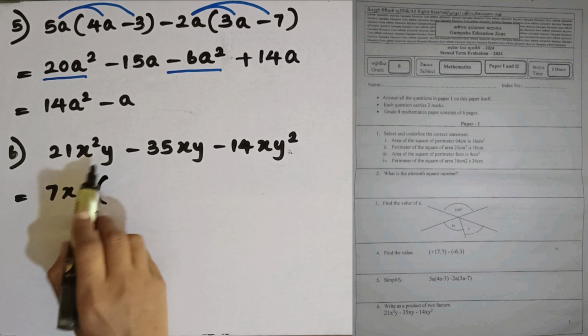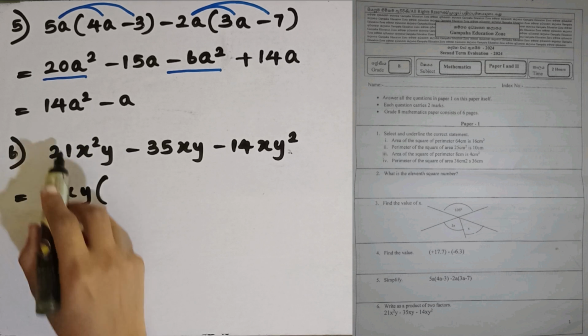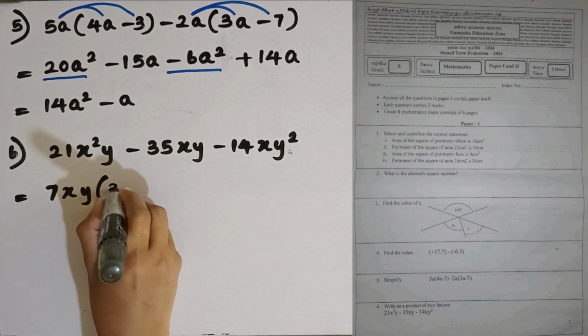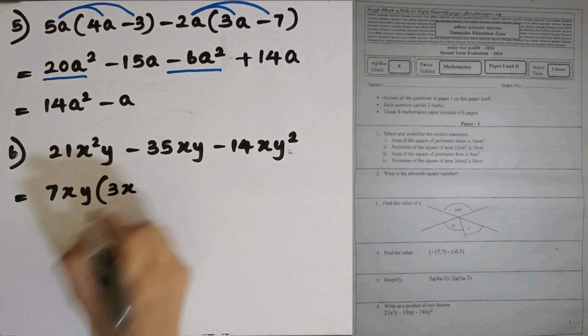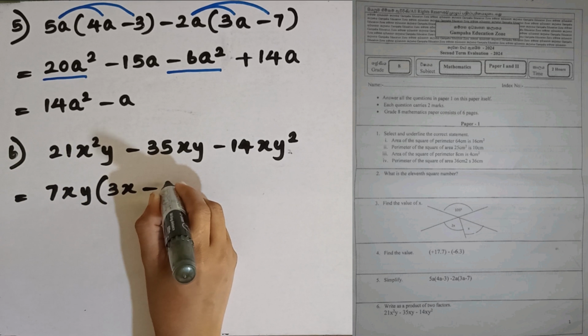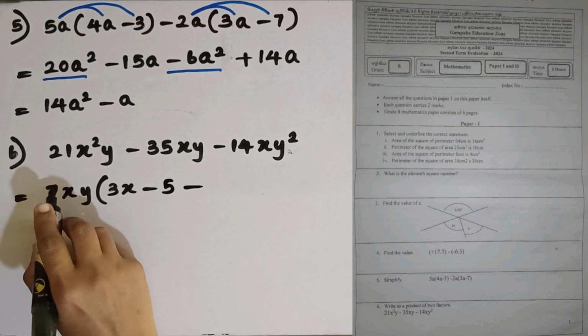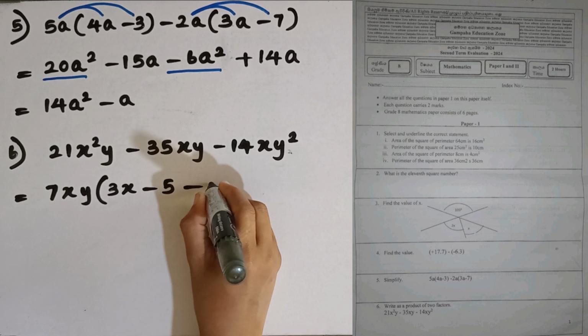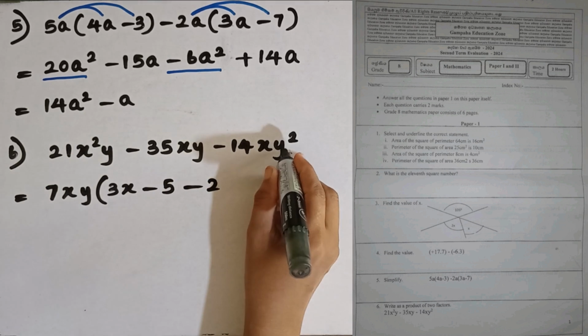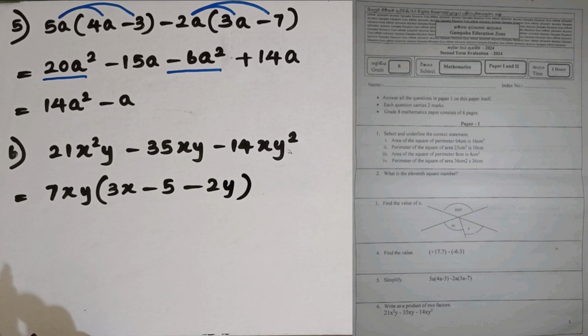Then we have to divide each term by this common factor 7xy. Then here 3x comes inside the bracket. Then minus 35 divided by 7 is 5, and xy is taken here. Then minus 14 divided by 7 is 2. x is taken, then 1y is remaining. Then these are the two factors of this expression.